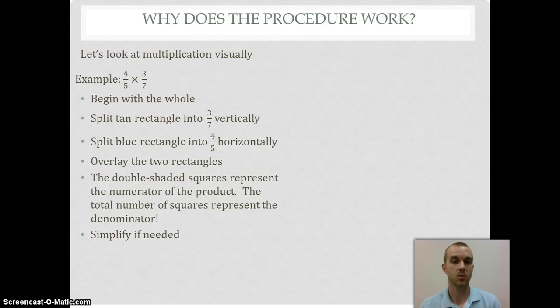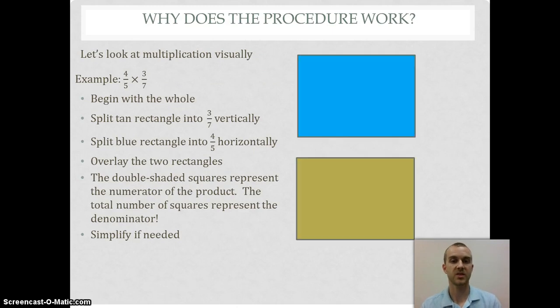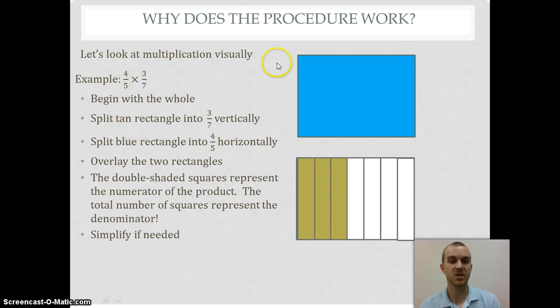Now, why does this work? So let's look at what will make this work. Say I have two wholes. They're the exact same size. I'm going to do this to give you a visualization. I'm going to take my bottom one here, the tan rectangle, and split it into 3/7 vertically. So there's my 3/7. Now I'm going to take the blue one up here and split it into 4/5 horizontally. So I've got 4 shaded out of 5, 3 shaded out of 7.